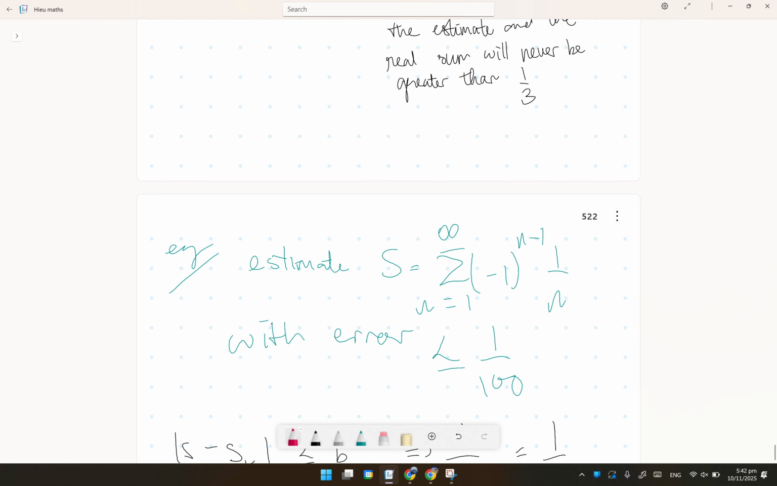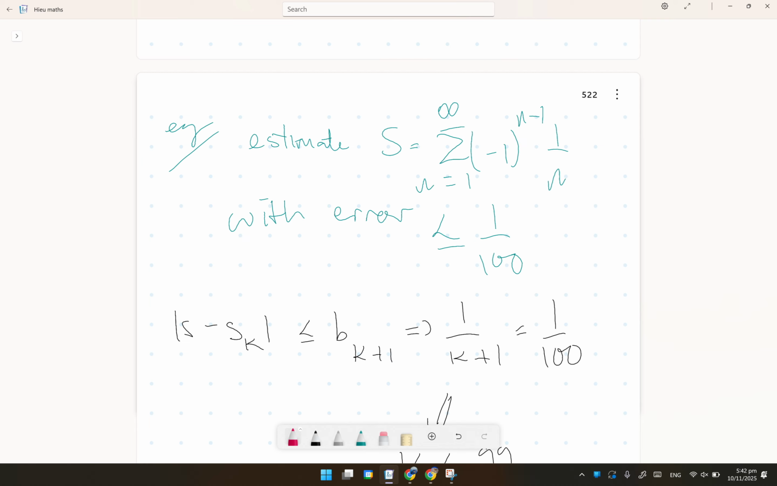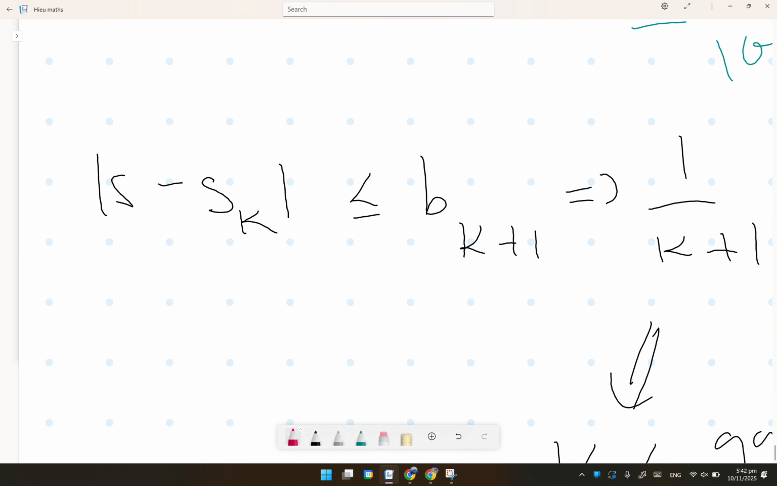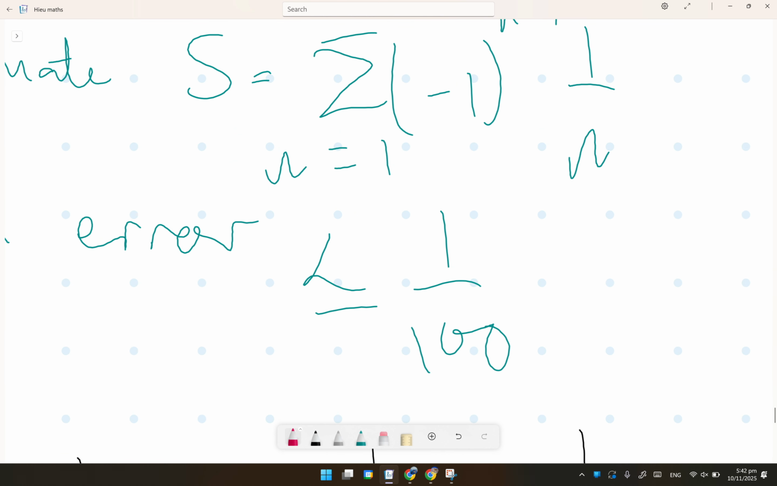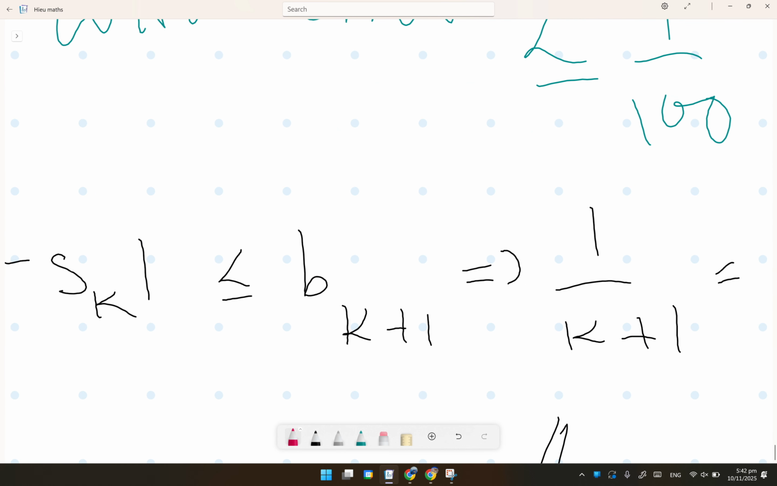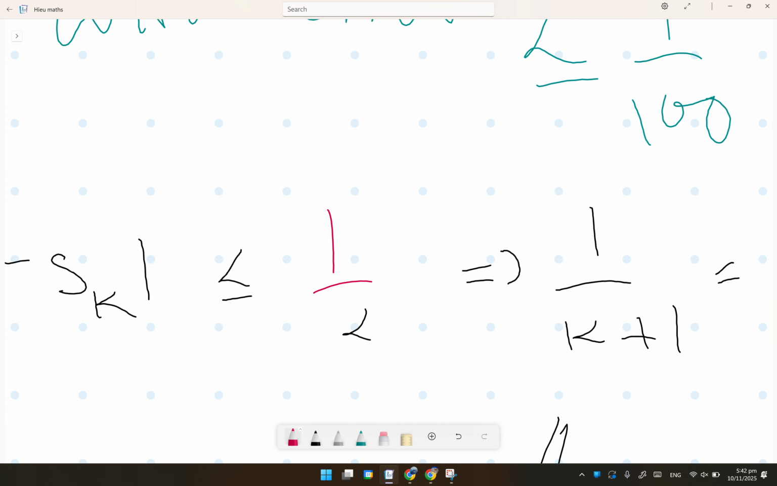And so let's do a few examples here. It says estimate S, basically the infinite sum of this series, with an error of less than 1/100. So let's write out the equation here. We have the actual sum minus the sum until k is less than the next term. So we need something less than the error of 1/100. That's the kind of idea that we're trying to do.